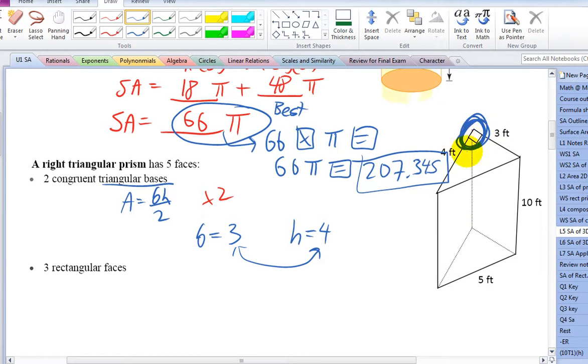5 is the hypotenuse. It has nothing to do with this thing here. What is this thing that I'm circling? The right angle. That's what you always got to look for in your triangle. What's the right angle? Okay.